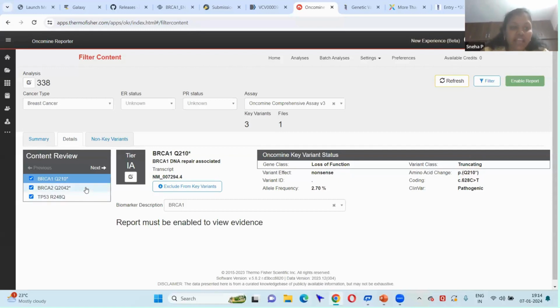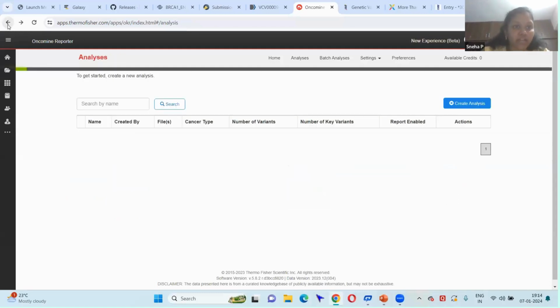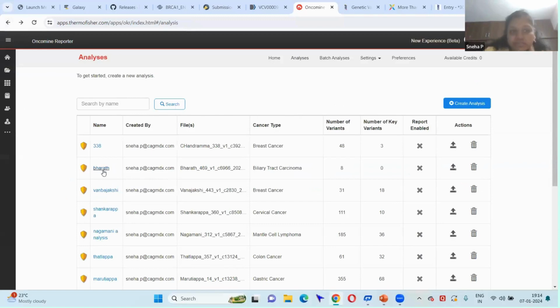Now I will go to the second variant. This variant can be reported. It has a better frequency of 4.63. This is again a termination variant. It is in the BRCA2 gene. This also leads to a loss of function, truncating, and is pathogenic. Okay, so we will see some other patient.